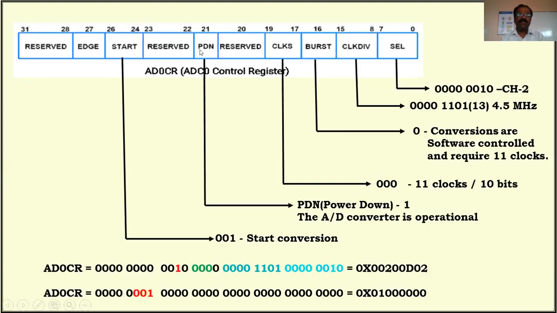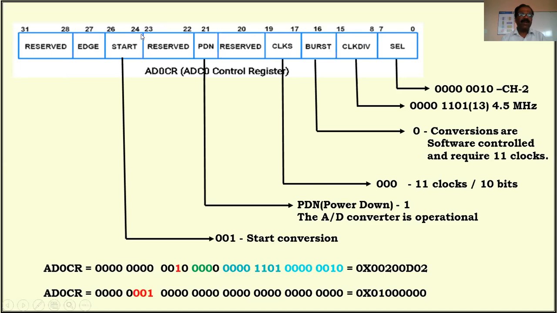Then there is another bit. Bit number 21, that is PDN, stands for power down. If it is 1, then the A to D converter is operational. If you want to use ADC, then this bit must be high. If it is low, it won't work. If you want to make it work, this bit must be 1, then only we can say it is operational.